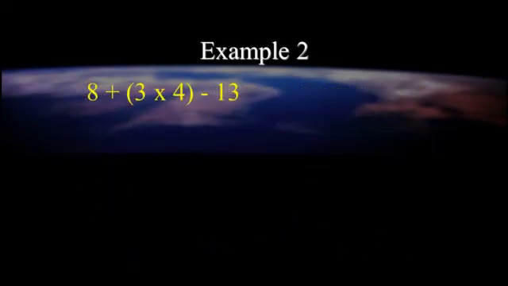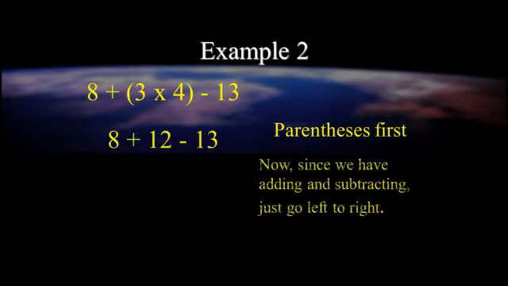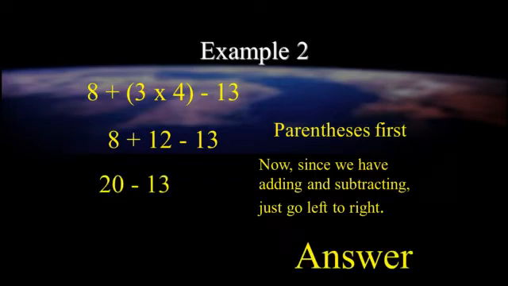Example 2. Here, since we have parentheses, we should begin from it. 3 times 4 is 12. Bring down the remaining parts of the problem. Next, add and subtract from left to right. 8 plus 12, 20. 20 minus 13 is 7.